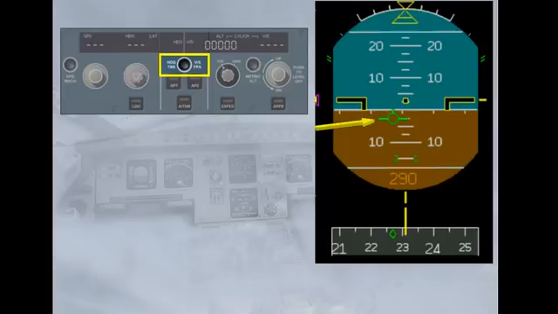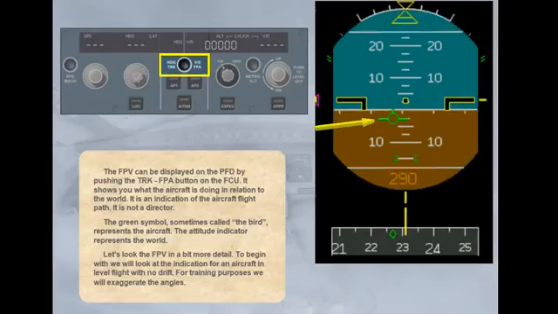The green symbol, sometimes called the bird, represents the aircraft. The attitude indicator represents the world. Let's look at the flight path vector in a bit more detail. To begin with, we will look at the indication for an aircraft in level flight with no drift. For training purposes, we will exaggerate the angles.